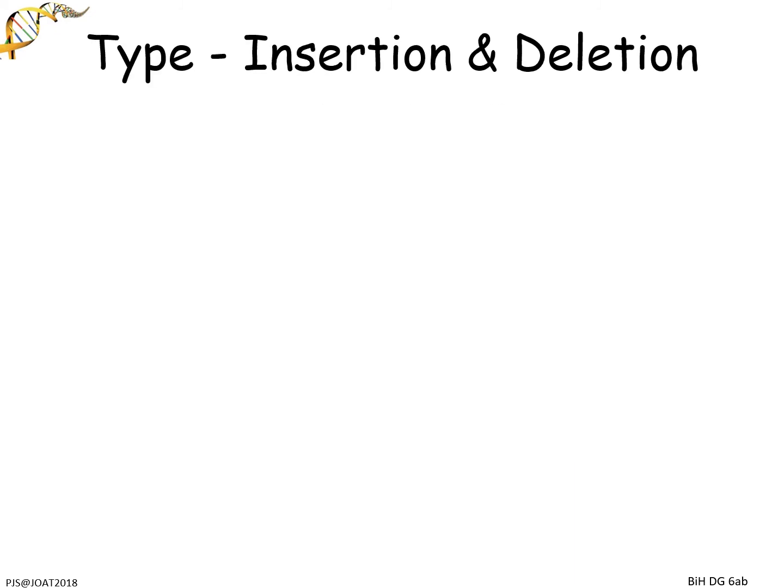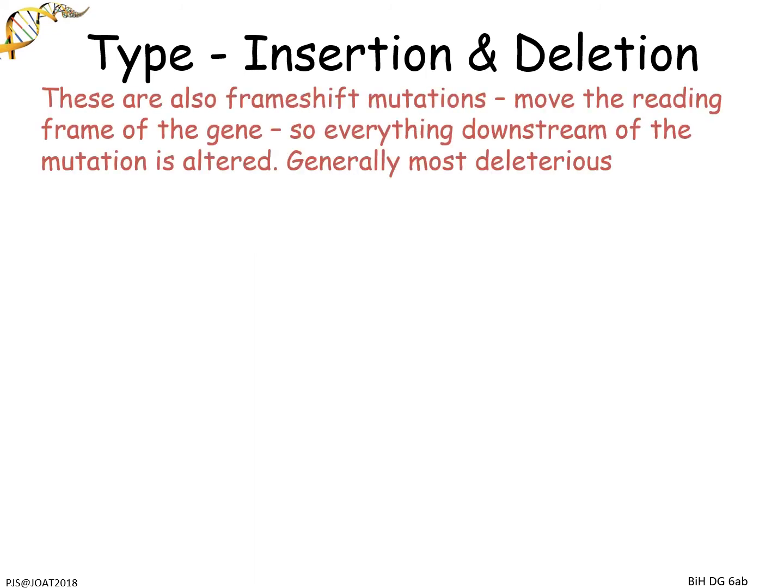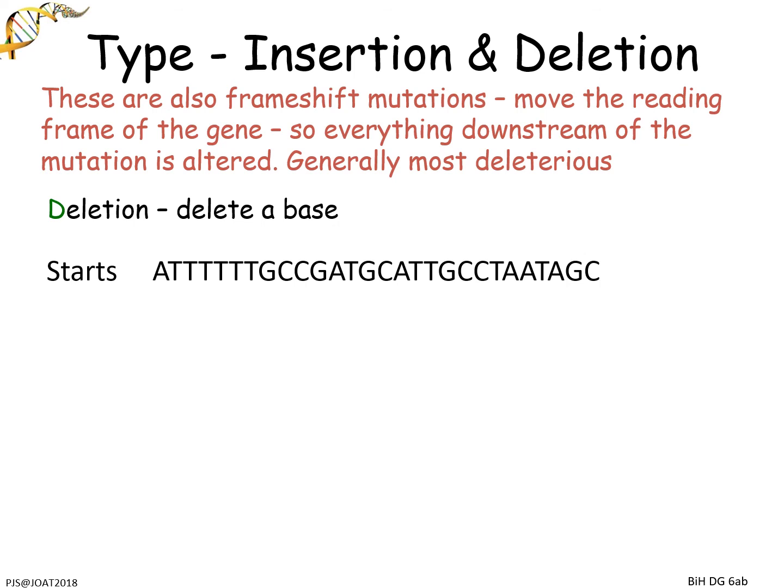And then we have our last type. Okay, so substitution could do any of those things. Insertion and deletion we can look at as one type, because they are frame shift mutations. What we mean by frame shift is we're looking at the reading frame of the gene. So deletion, I'm hoping we would see automatically, has to be deleting a base.